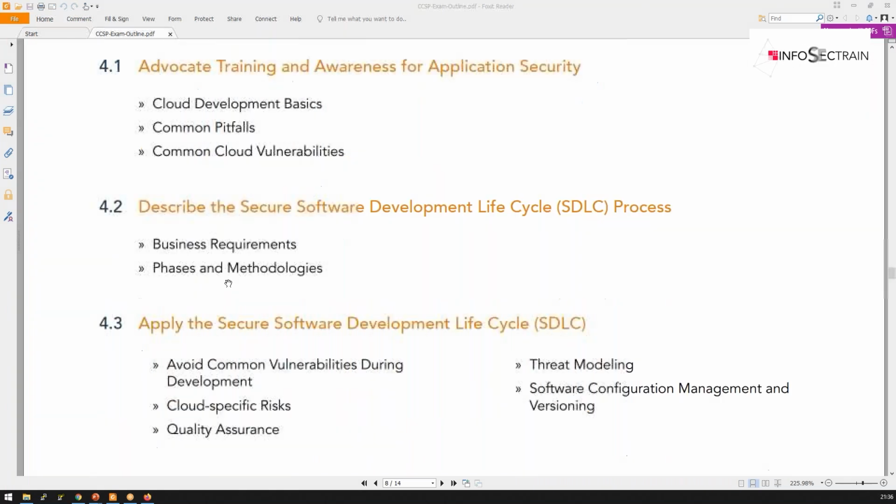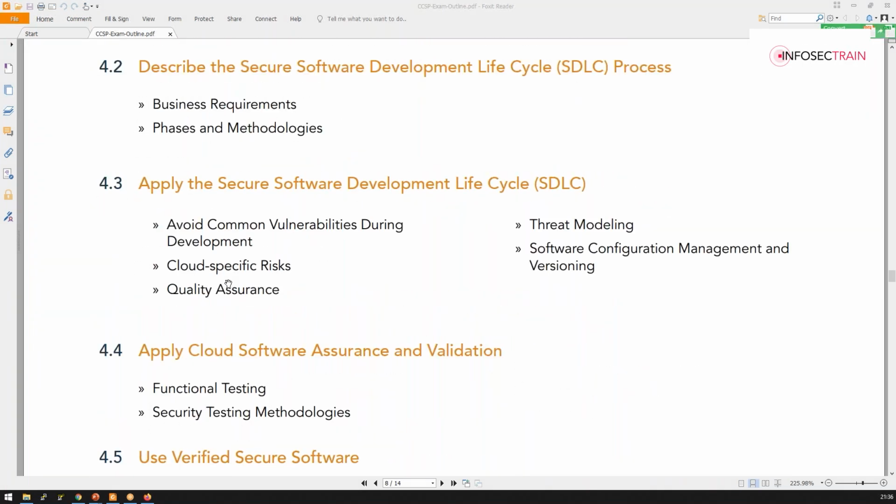The next one is something called SDLC. So what is an SDLC? It's a well-established model or strategy for designing and developing an application. SDLC has been there for a long time, and we have different models for it, like the agile model, the waterfall model, the V model, the spiral model. We have a lot of models, but we have to understand how this SDLC can be done securely.